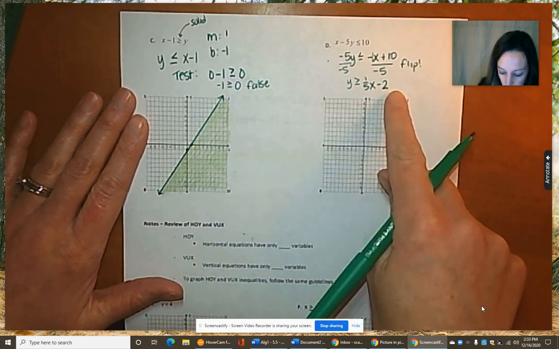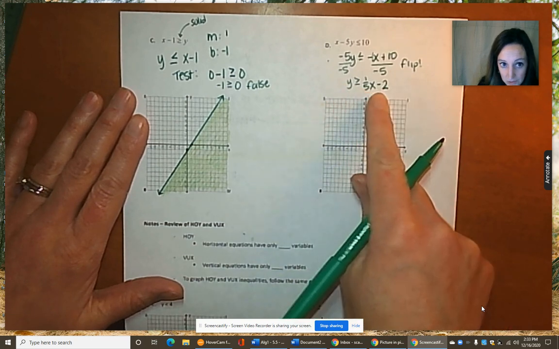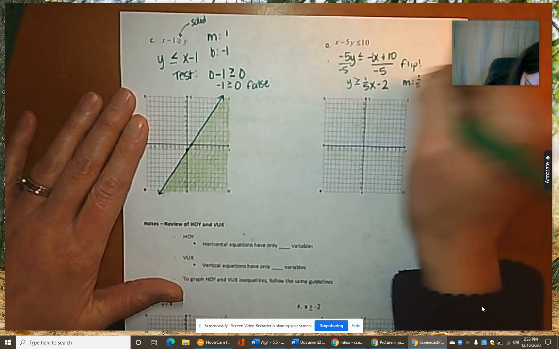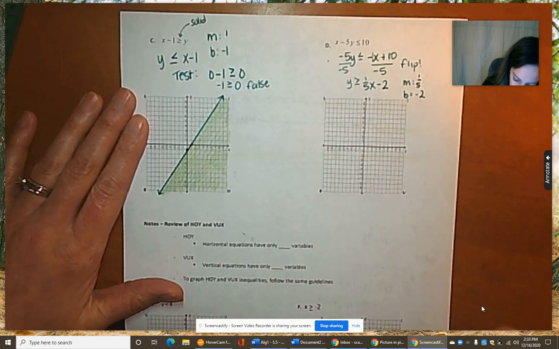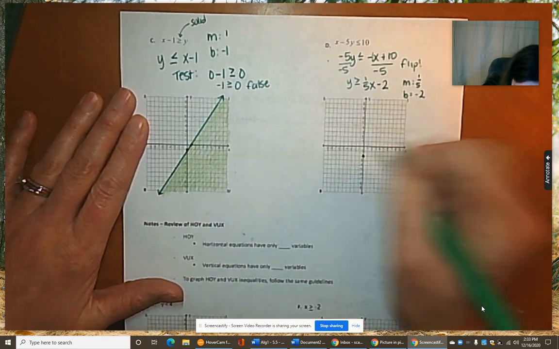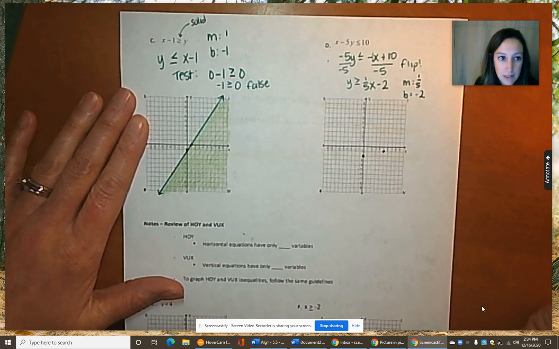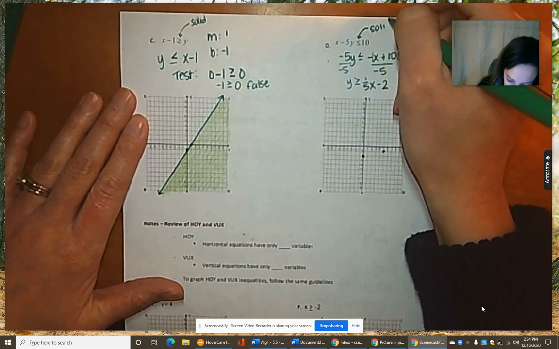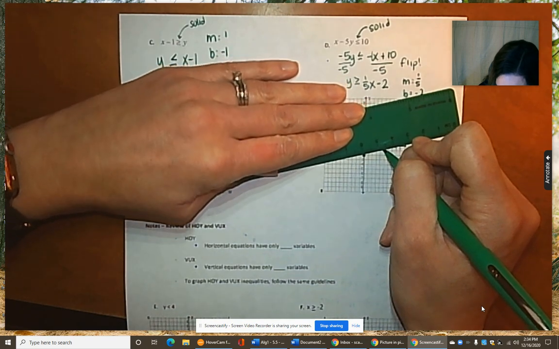So my y equals mx plus b form will be y is greater than or equal to 1/5 x minus 2. My slope is 1/5. My intercept is -2. Right, so I plot that, -2, and then up 1 over 5. Is this going to be dotted or solid? Well, if you look here, it's equal to, so it's solid again. That's the part that tells us that. So I'll do a solid line.